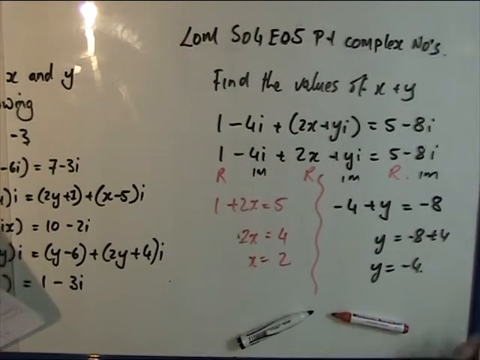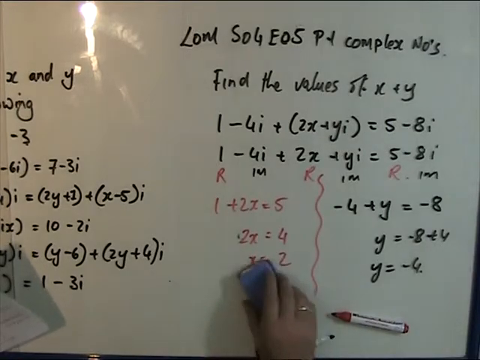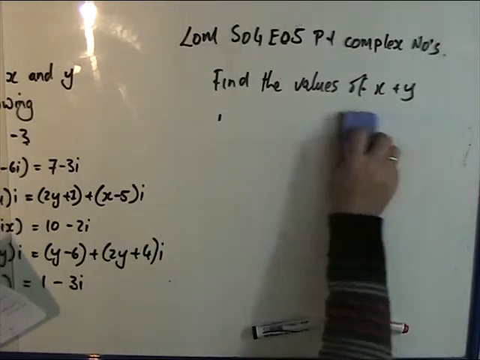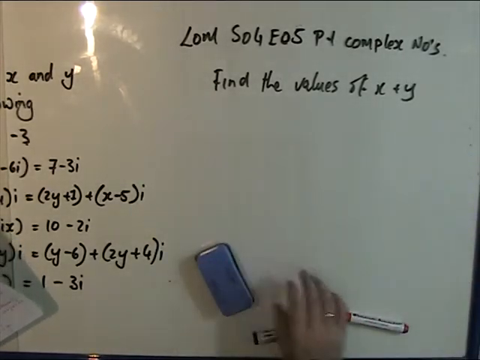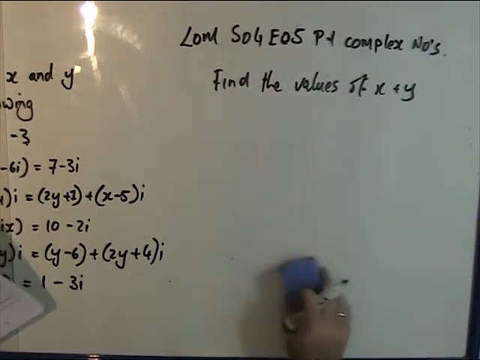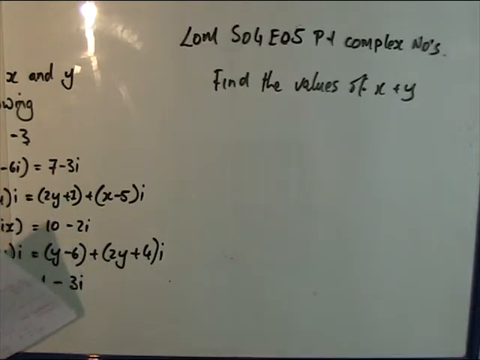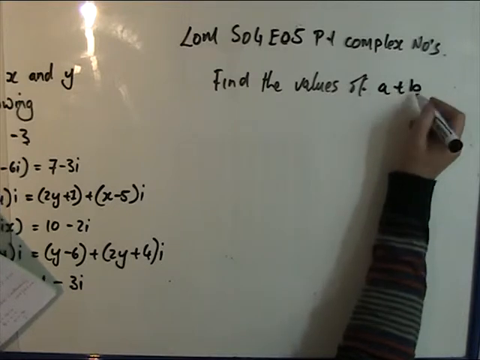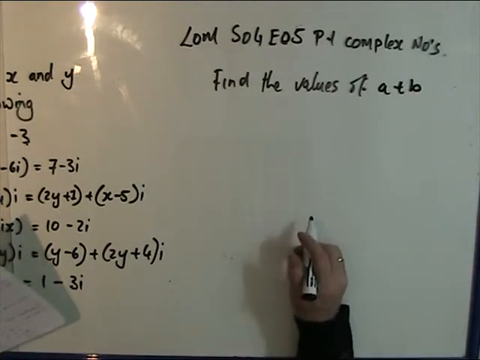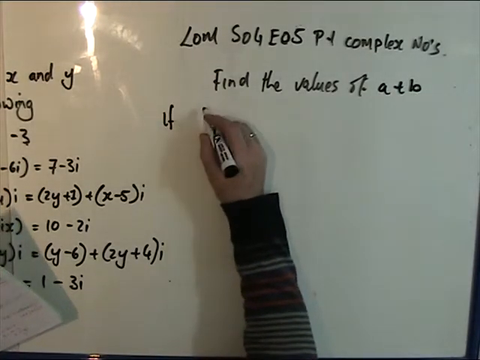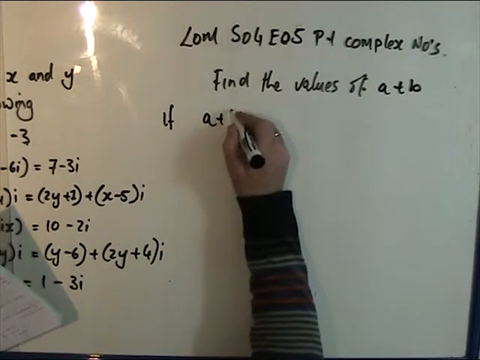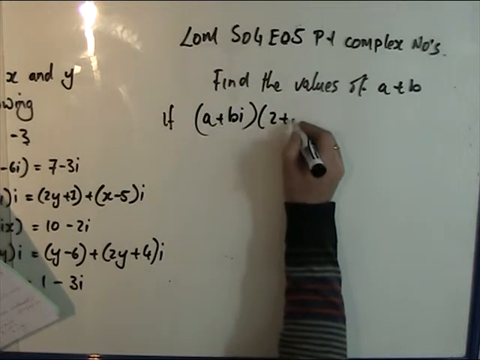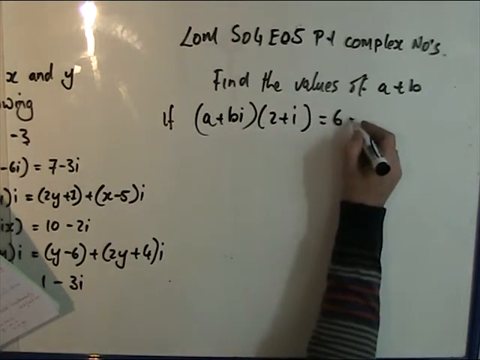Okay? Let's do another question. So that's when you can separate them, so you don't have any simultaneous equations here. So let's have another look at another one. Find the values of a and b. Okay, so you know that it's either a, b or x, y. Now find the values of a, b.